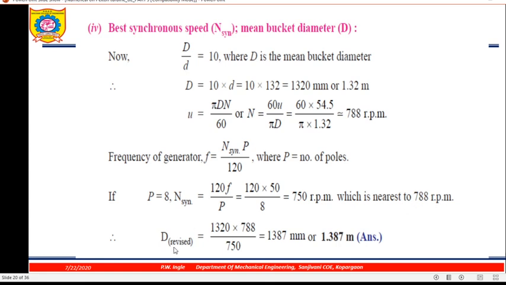So that's why D revised equal to 1320 into 788 upon 750. So how to calculate D revised? You write down here pi D N by 60 equal to pi D revised N by 60. So we'll get the D revised.